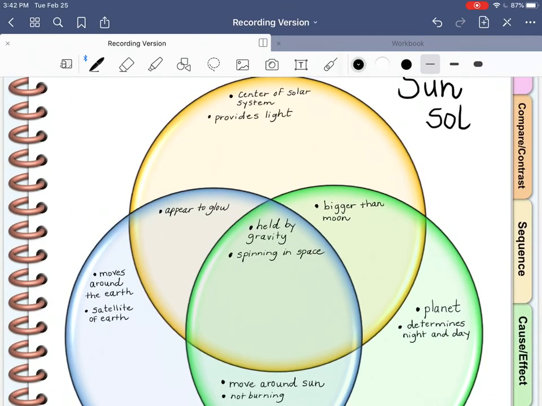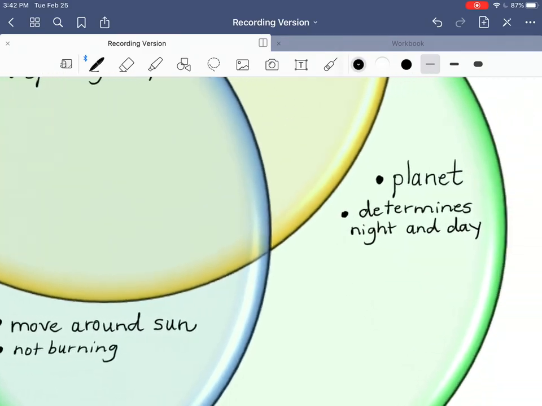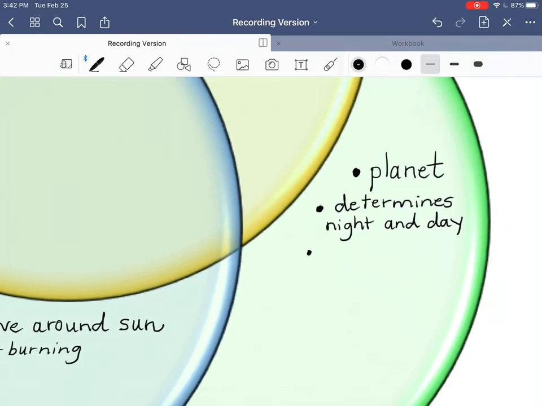Which one of these has a distinct weather pattern? Which one of them has weather? Well, that's the earth. The sun is too hot. It's hot all the time. The moon is cold all the time. But the earth has different weather. That's what distinct means. It's different. It's unique. It's a distinct weather pattern.